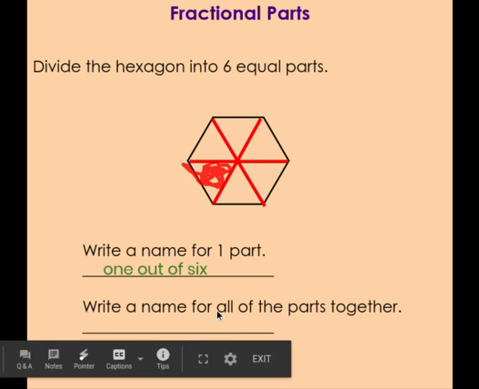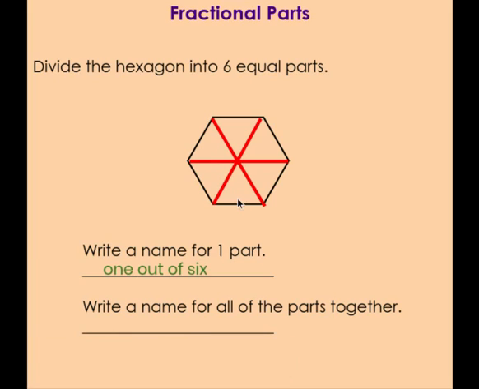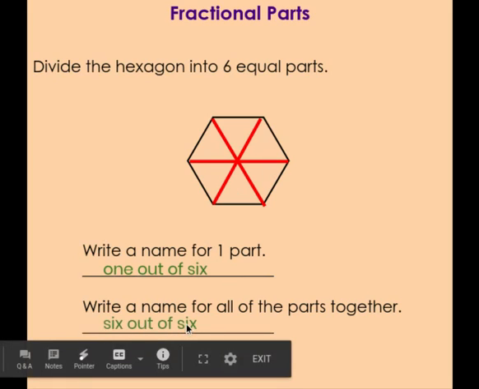Now, if I want to name all of the parts, well, I know that would be a whole, or I could say that is, if I'm looking at all of them, 1, 2, 3, 4, 5, 6, 6 out of 1, 2, 3, 4, 5, 6. 6 out of 6.